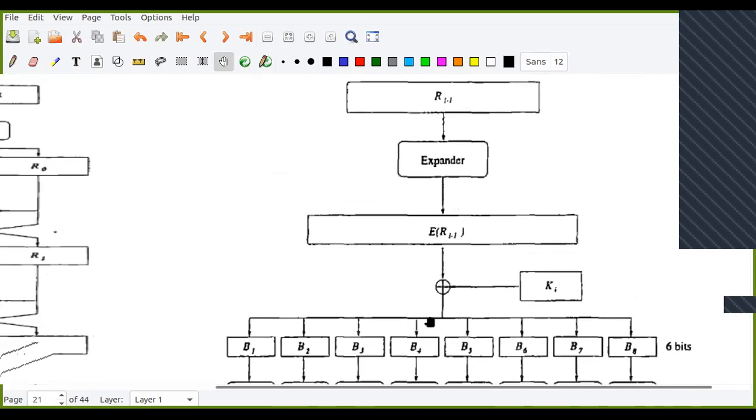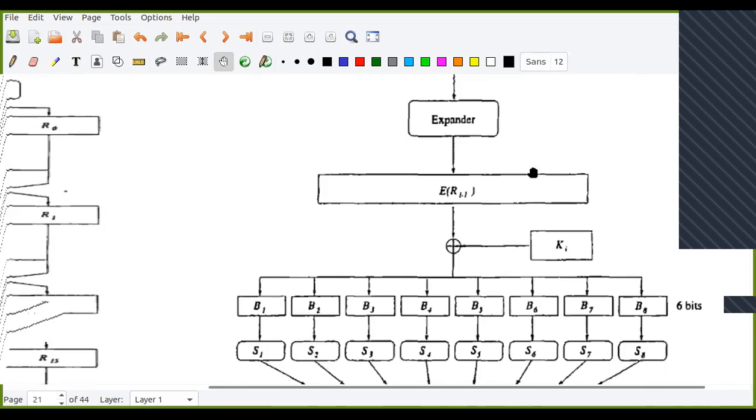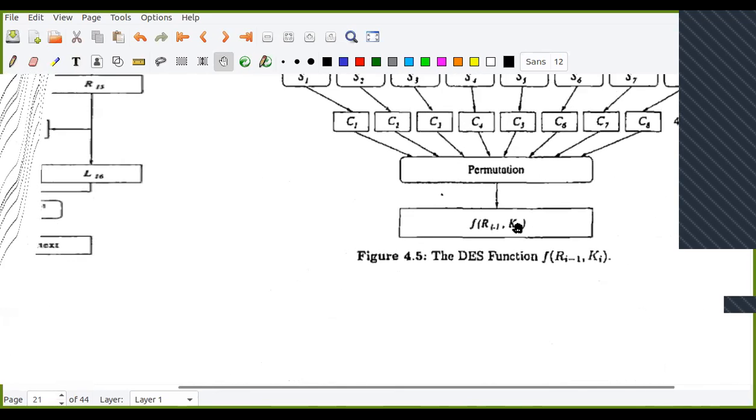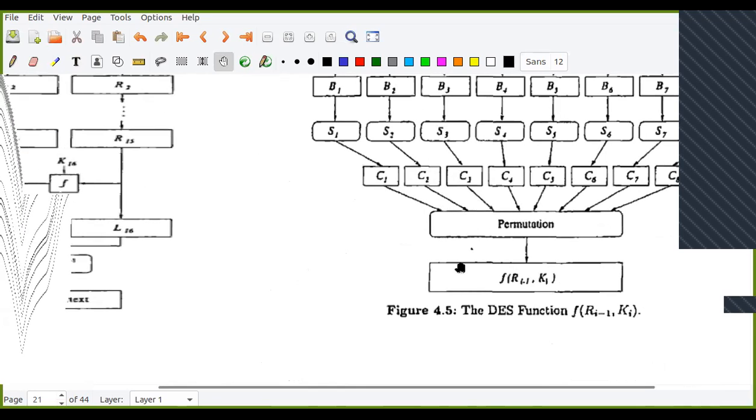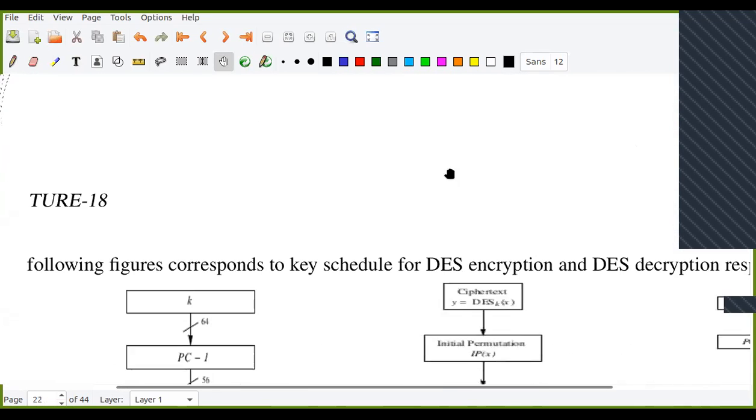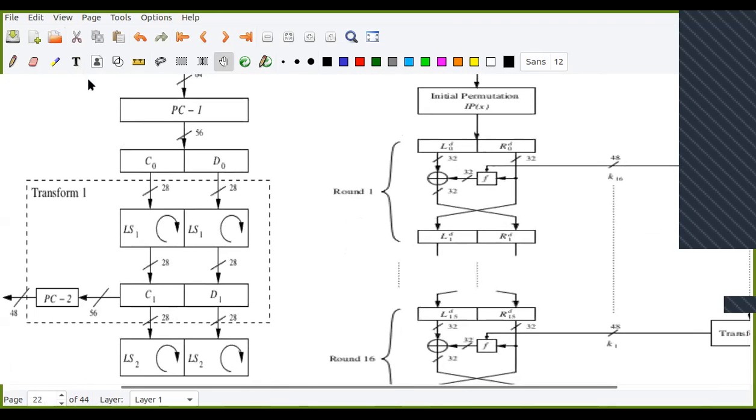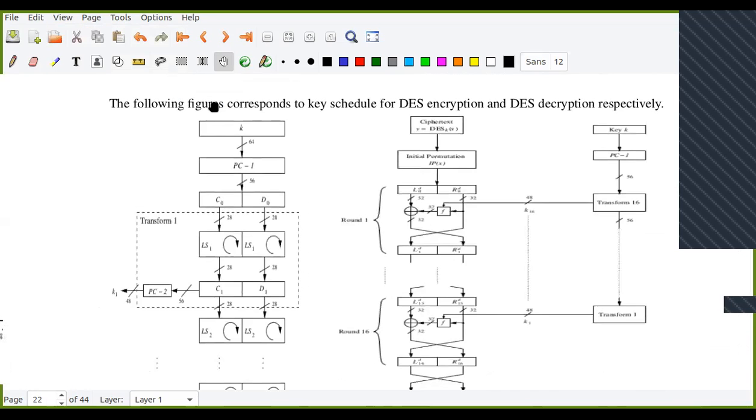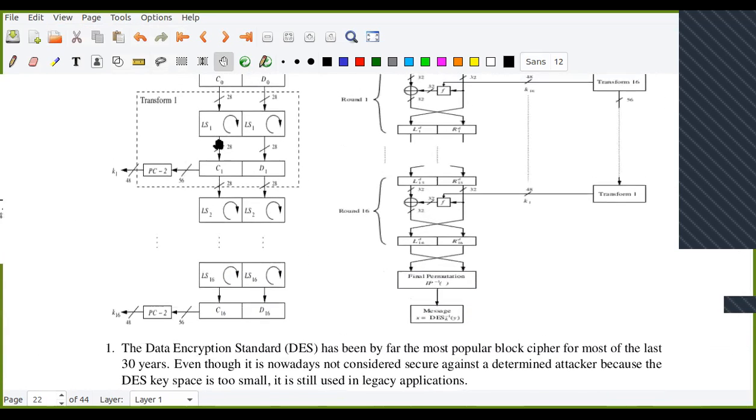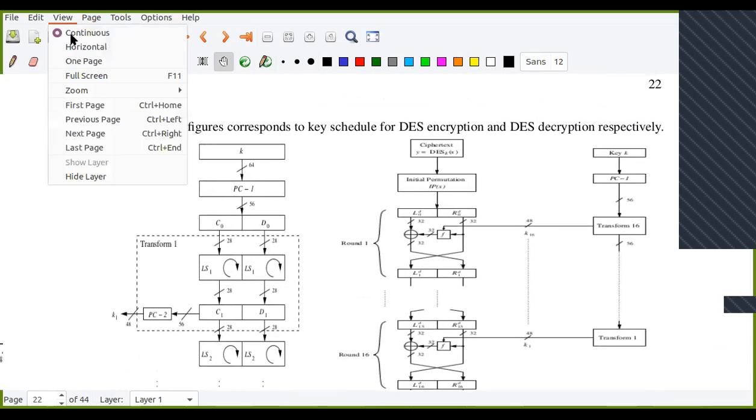So for this entire function f, the inputs are this one and Ki, these two inputs, and the output is like this. A very complicated function, right? This is called a Feistel cipher, and we are doing this 16 times. I am explaining everything one more time so that it becomes easy for you. It may not be visible, so I'll zoom it.